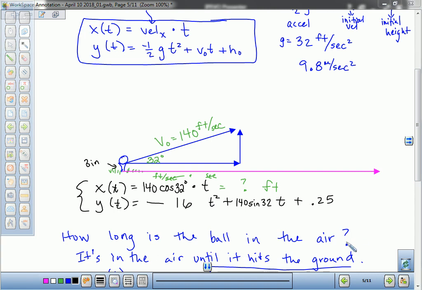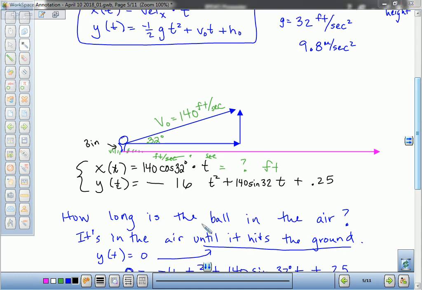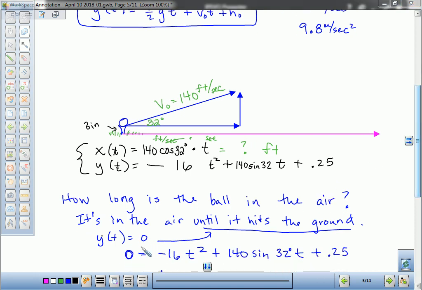So it's in the air until it hits the ground. But what do we know about the height of the ball when it hits the ground? It's 0. So we know that the height off the ground is 0. So we know that 0 would equal -16t squared plus 140 sine of 32 t plus 0.25. So how do we solve this equation?